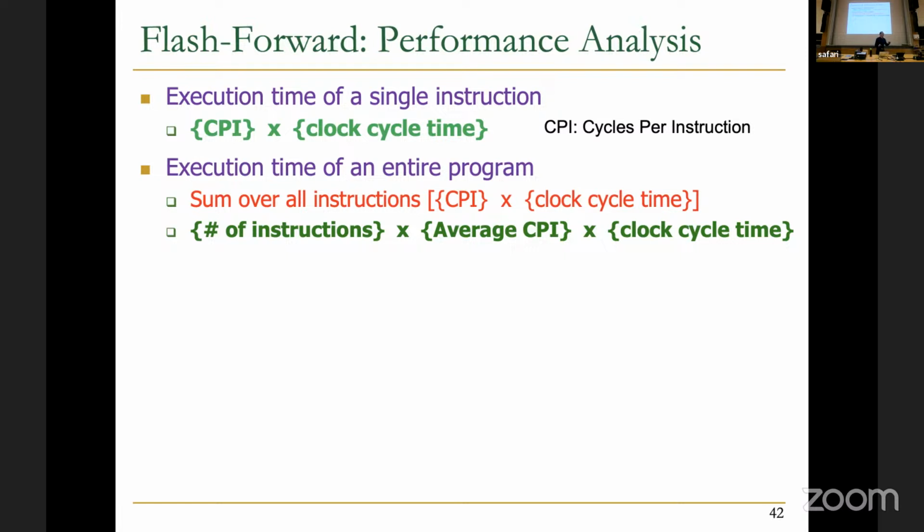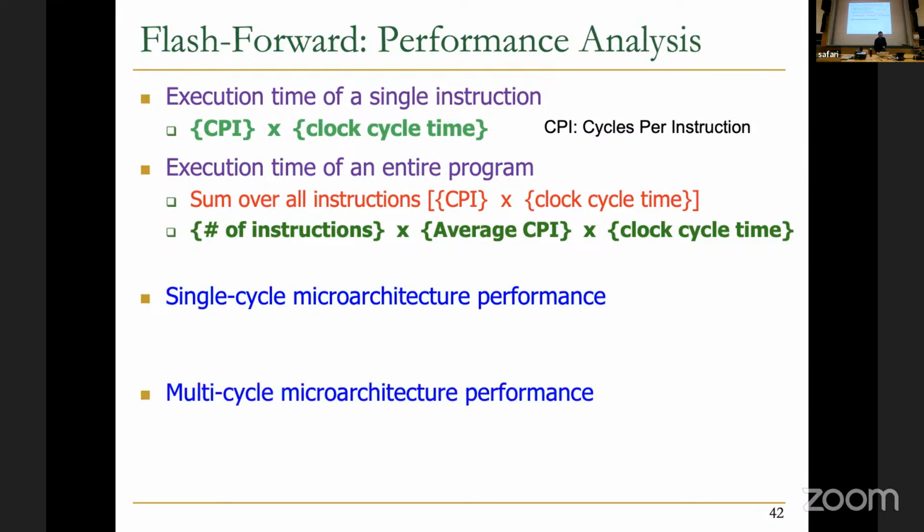Okay, does this make sense? We're going to assume that the number of instructions is constant for now. We're not going to change that. Let's take a look at single-cycle microarchitecture performance, and then multi-cycle. Single cycle obviously means CPI is 1. For every single instruction, cycles per instruction is 1. That's by definition. And we just discussed earlier that the clock cycle time is long. We will see that empirically later on, but take my word for it for now. I think you can reason about it also.